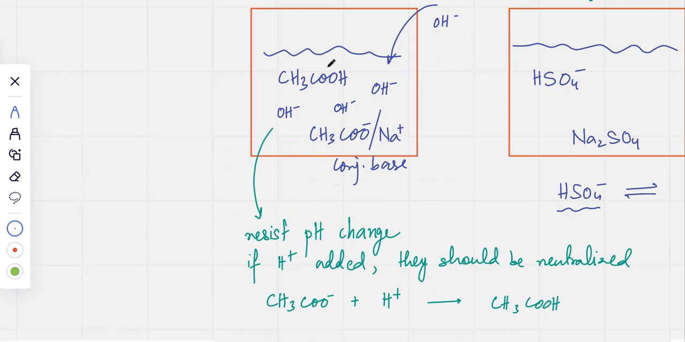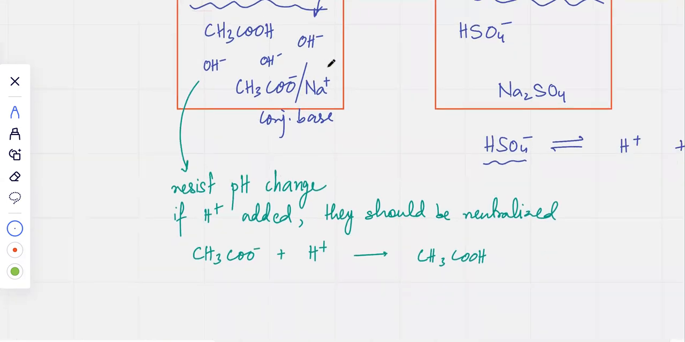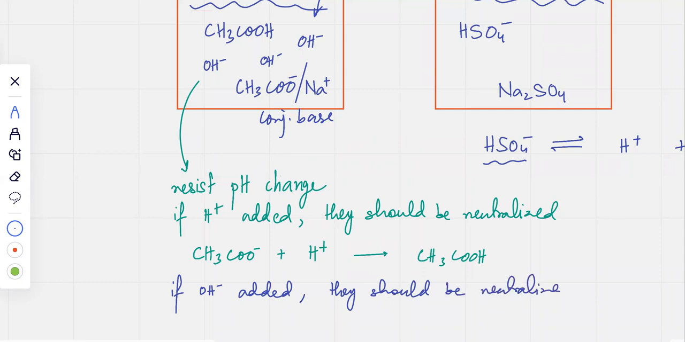Now what would happen is that you've got an acid. So if OH ions are added, they should also be neutralized. Now in this scenario, the ethanoate ion over here is not going to play any role because it's a negative ion, so they're going to repel each other. But this ethanoic acid molecule, CH3COOH, you have an OH ion, it would release an H plus 1 ion because it is an acid.